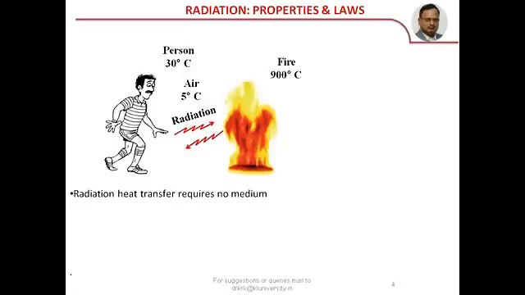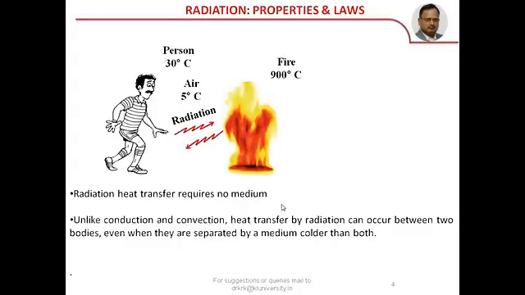And we receive the energy from the sun by means of radiation. Vacuum exists between the sun and the earth. Even through that vacuum, radiation energy travels. So therefore, radiation heat transfer requires no medium. And unlike conduction and convection, heat transfer by means of radiation can occur between two bodies, say the fire and the person, even when they are separated by a medium colder than both. The air is at a temperature less than the person and the fire, but still they exchange heat by means of radiation.